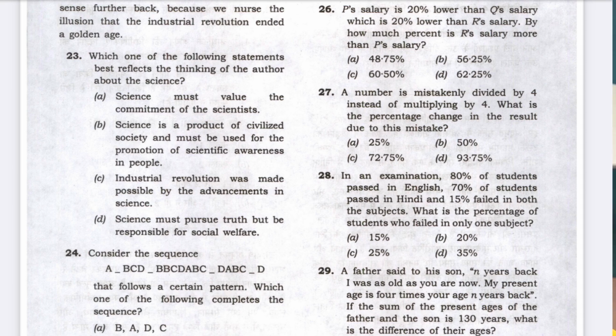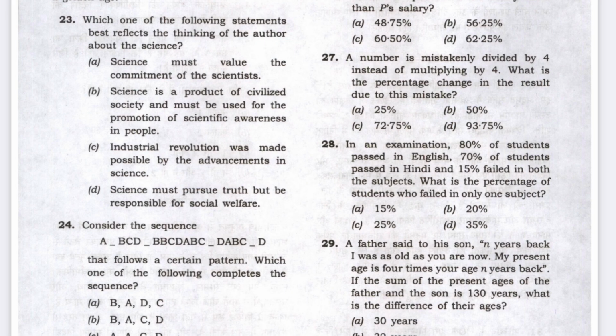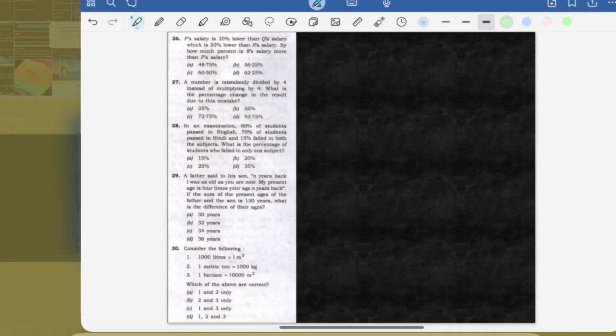Okay, 26th question seems to be a better question. P's salary is 20% lower than Q. Q's salary is 20% lower than R. So if that is the case, then what percentage is R's salary more than P's salary? It's basic addition and subtraction, right? So let's get into this. Seems to be an easy question.